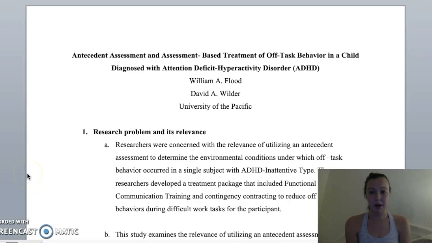Hi everyone! Our group reviewed the applied study, antecedent assessment, and assessment-based treatment of off-task behavior in a child diagnosed with ADHD. The researchers were concerned with the relevance of utilizing an antecedent assessment to determine the environmental conditions under which off-task behavior occurred in a single subject with ADHD. The researchers developed a treatment package that included FCT and contingency contracting to reduce off-task behaviors during difficult work tasks for the participant.